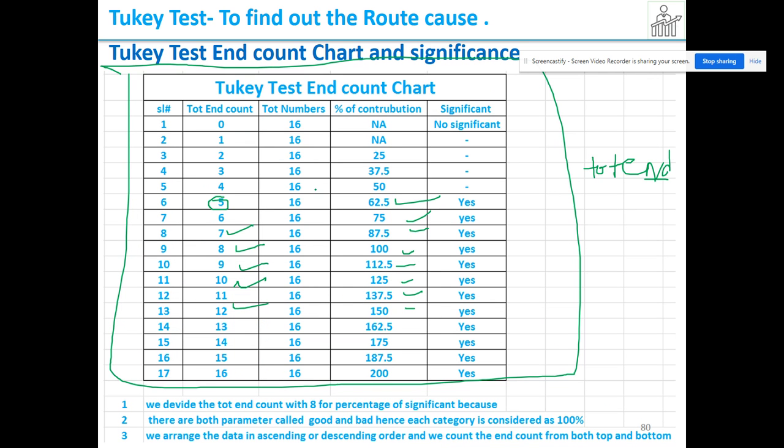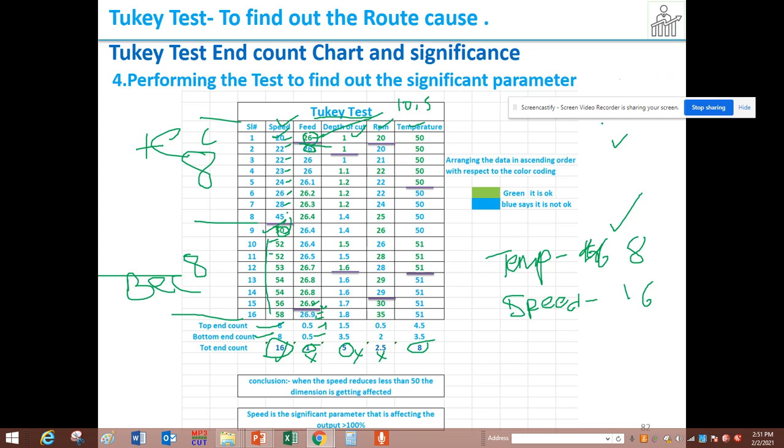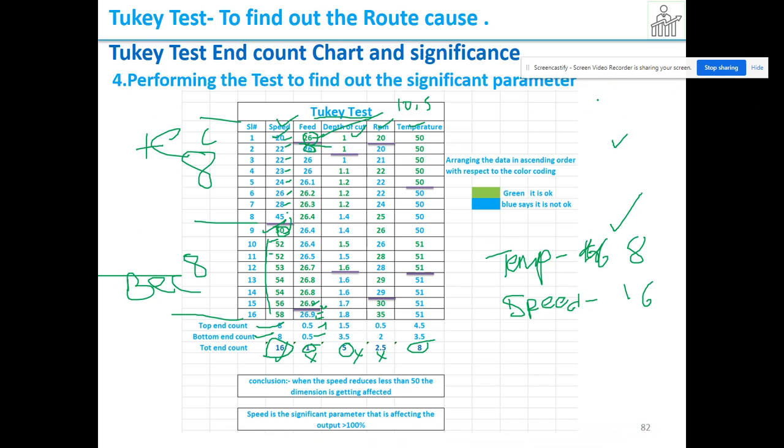When the total end count is 16, that means 200% that particular parameter is causing the output. When it is 8, 100% it is causing. You understood, no? So if temperature varies, the output will vary. The shaft dimension 4 plus or minus 1 mm will vary. Even when speed varies, the dimension will vary.